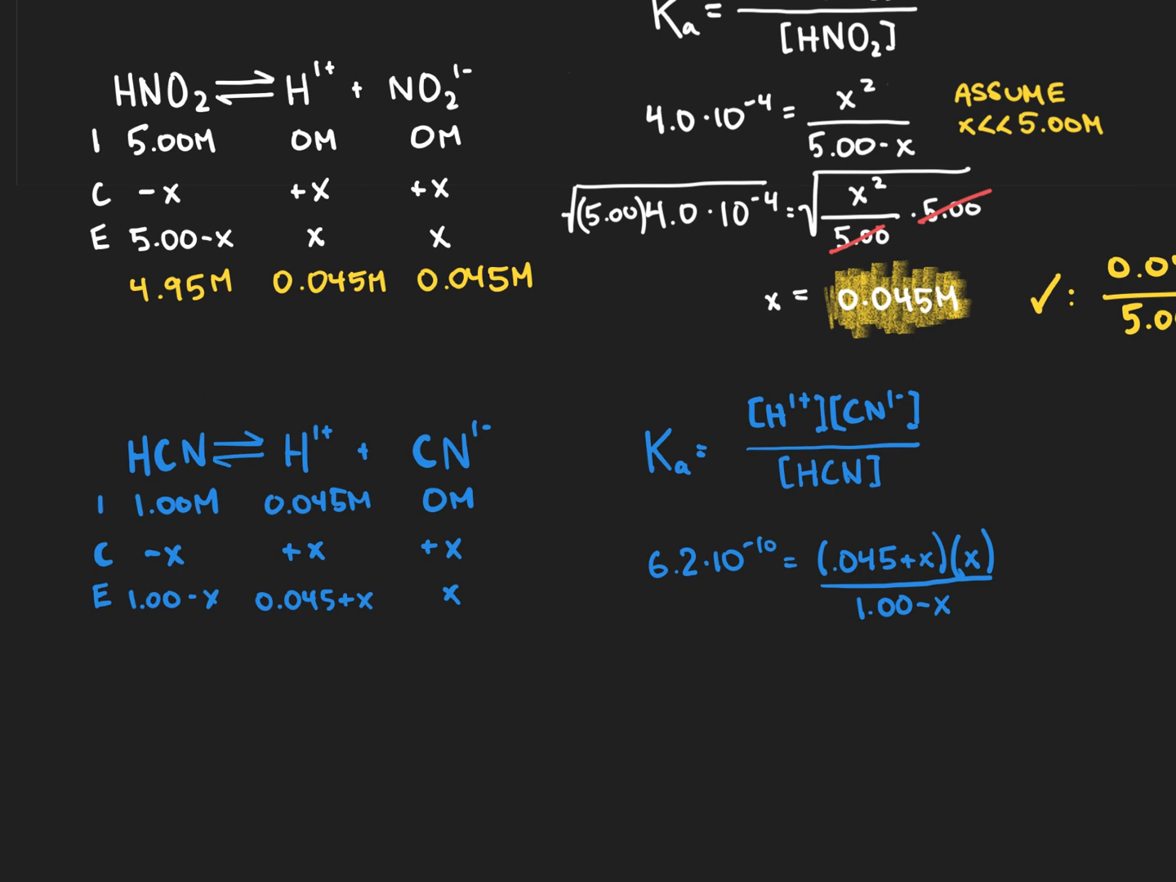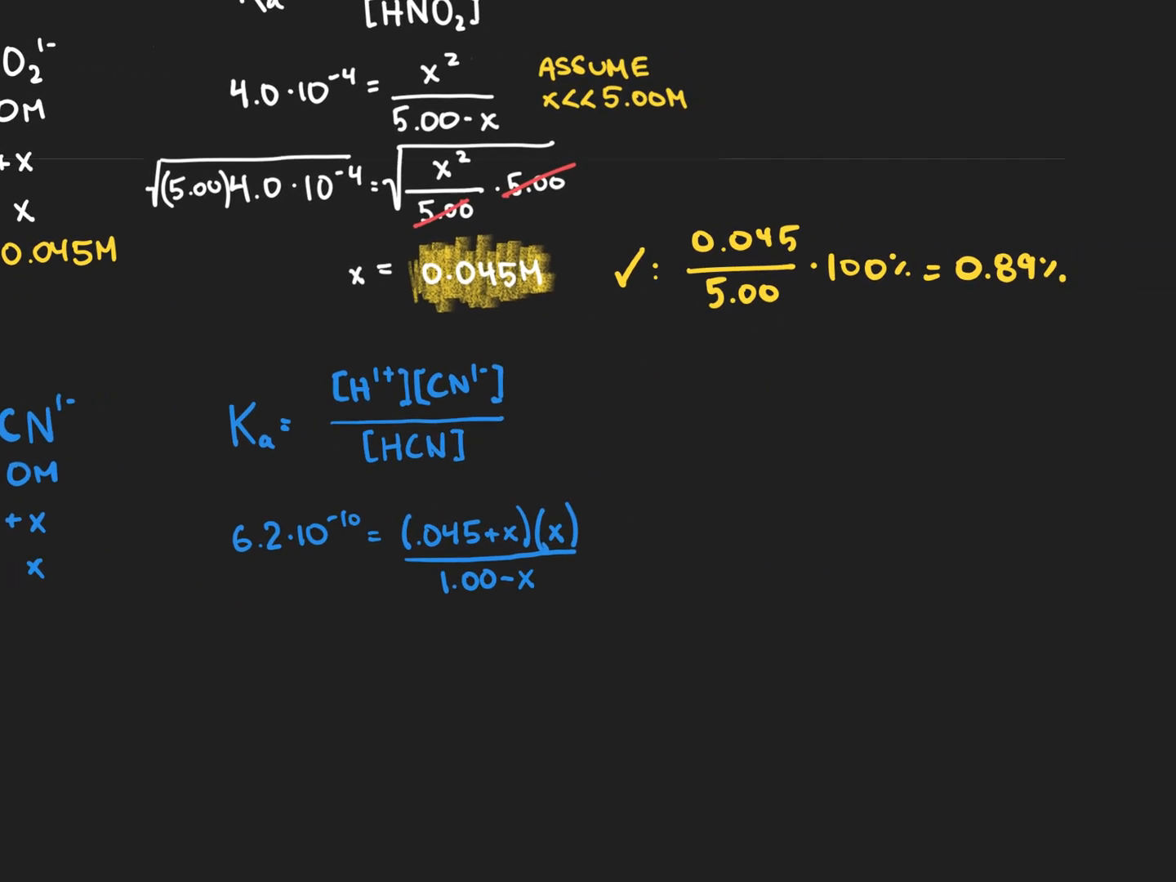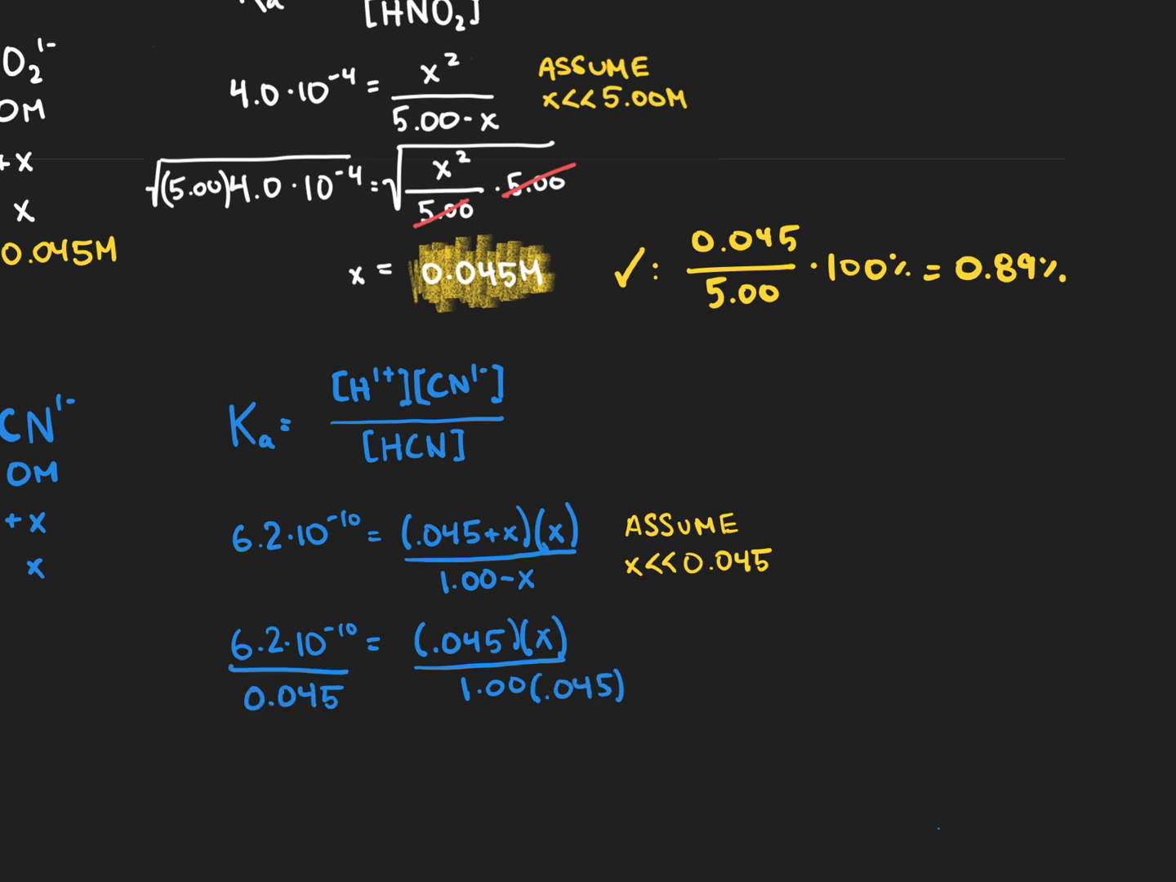And again, I'm going to simplify this by making our small K assumption again. I have an even smaller value of K, which means this assumption is probably even more valid than it was before. We'll go ahead and plug in here 6.2 times 10 to the negative 10th is now equal to, upon assuming that x is very small compared to the initial molarity now of 0.045, an expression of x times 0.045 plus a tiny number, which is essentially 0.045, divided by 1 minus a tiny number, which is essentially just 1. And solving here easily by dividing both sides by 0.045 yields me now an x value of 1.4 times 10 to the negative 8th molar.